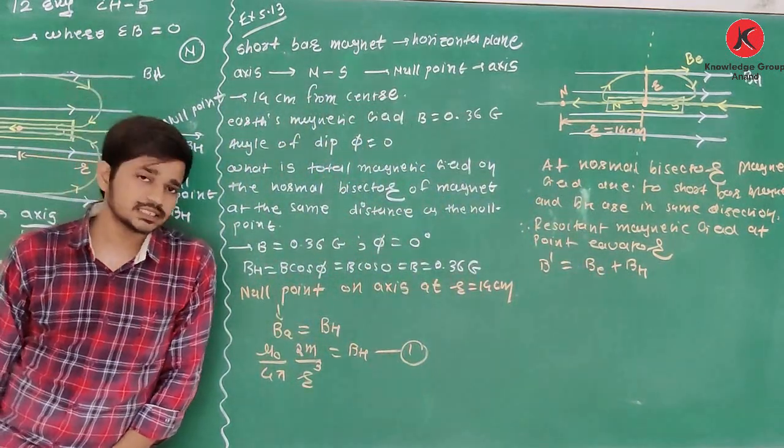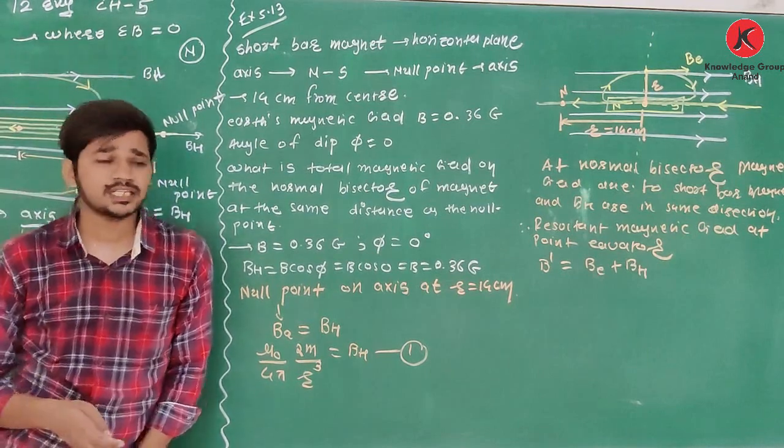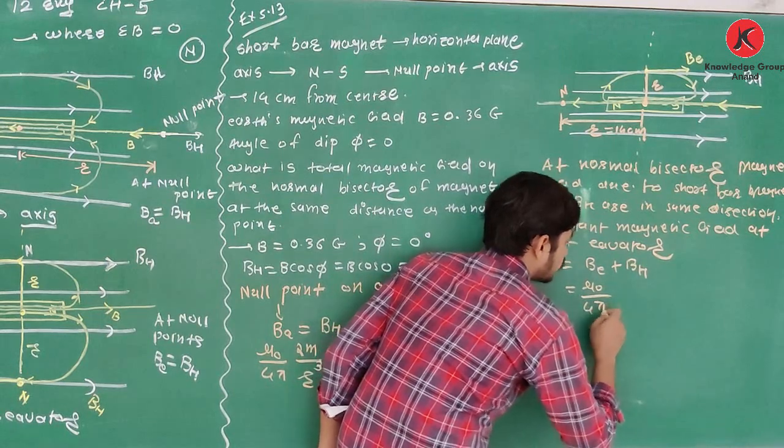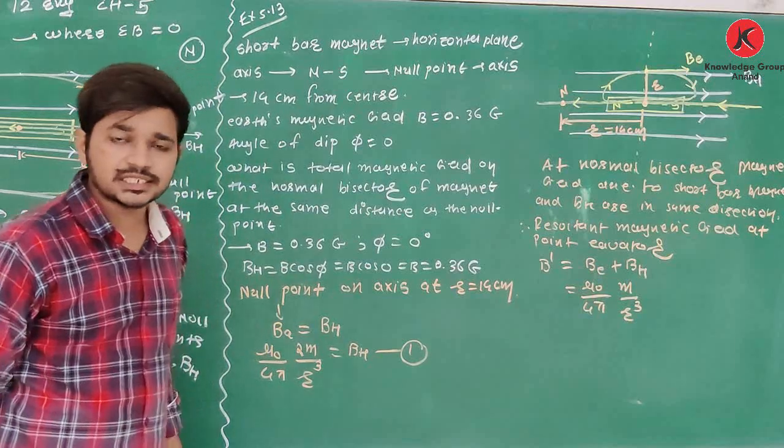Yes or no? Yes, it is. BE plus BH. Now you know the equation of BE. What is the magnetic field on the equator? It is mu 0 upon 4 pi m upon r cubed, because you are given the same distance.